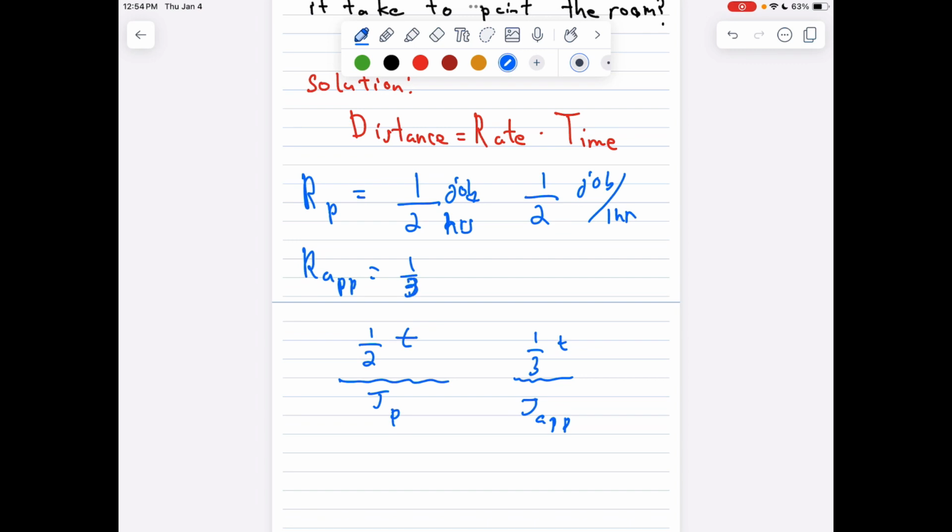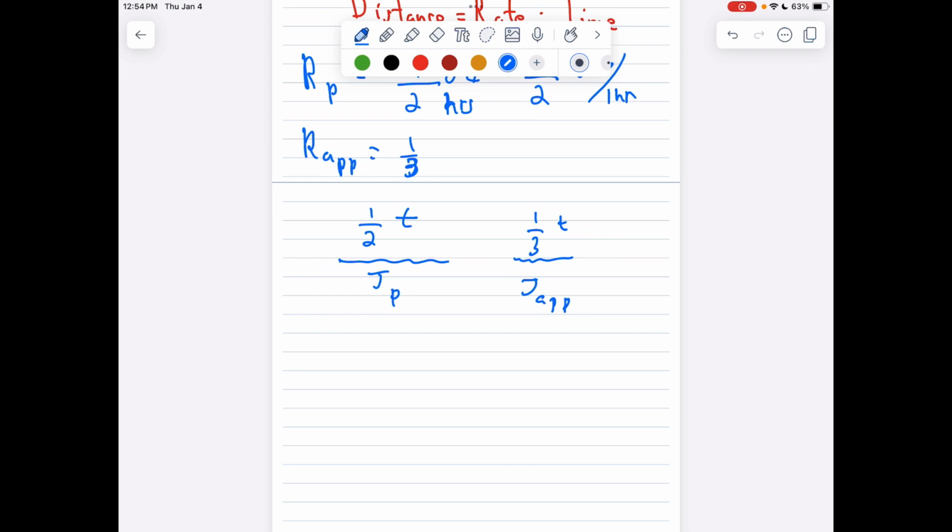Sorry, that's a really bad 1/3 that I had up there. That 1/3 of the job per hour times the total amount of time tells you how much of the job that apprentice has done. So if that apprentice has worked for 2 hours, let's say, then 1/3 times 2, 2/3 of the job has been done. Okay. But since they're working together, I'm going to add these together because they're working together. And I'm going to set all of this equal to 1. Okay. So 1/2 T plus 1/3 T equals 1.